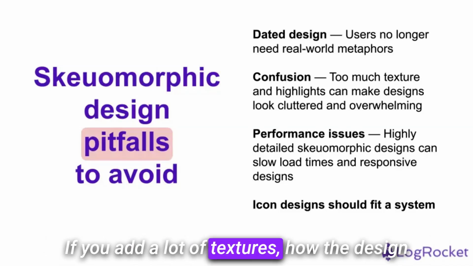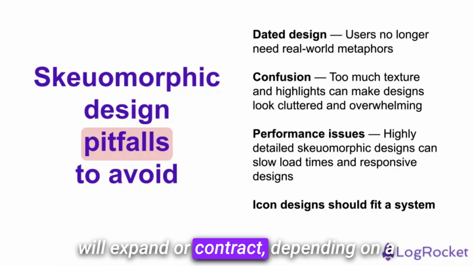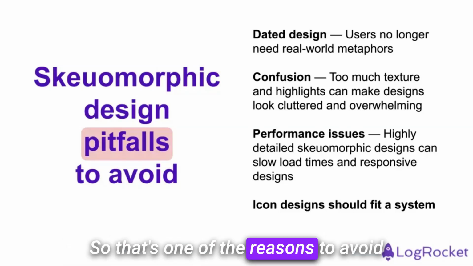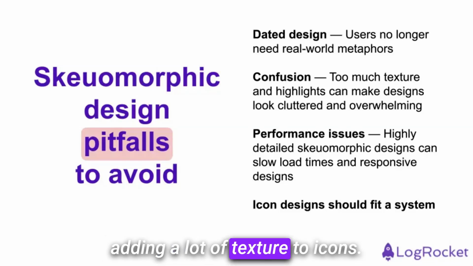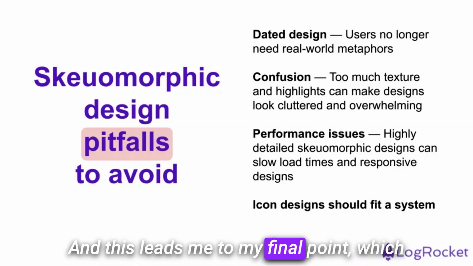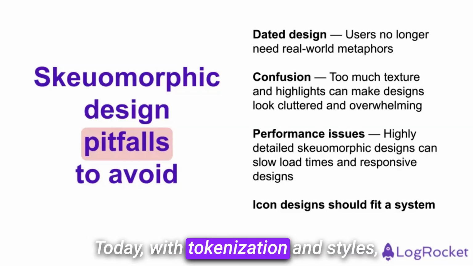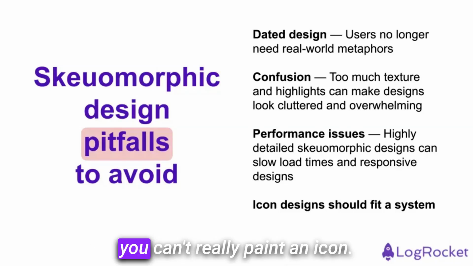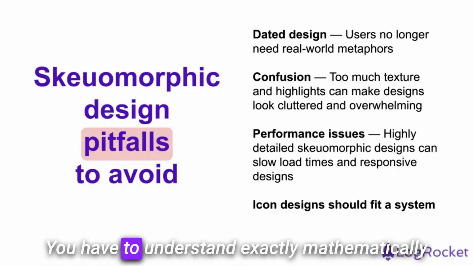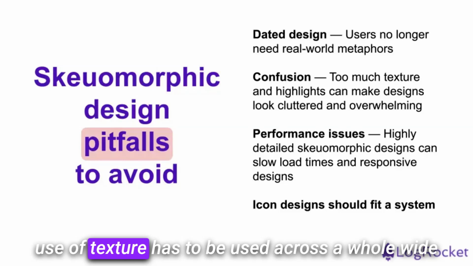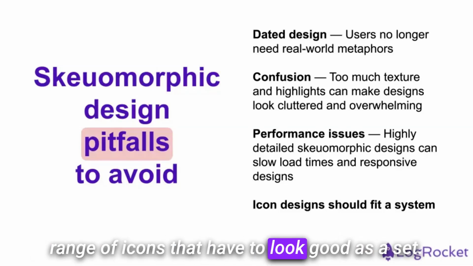If you add a lot of textures, how the design will expand or contract depending on a screen size is going to be highly variable. So that's one of the reasons to avoid adding a lot of texture to icons. And this leads me to my final point, which is icon designs should fit a system. Today, with tokenization and styles, you can't really paint an icon. You have to understand exactly mathematically what the texture is, because that texture or that use of texture has to be used across a whole wide range of icons that have to look good as a set.